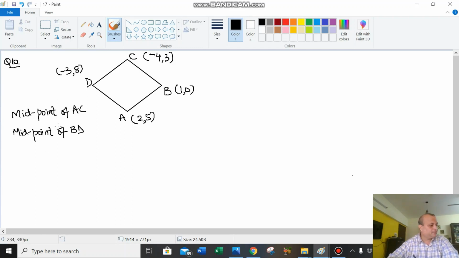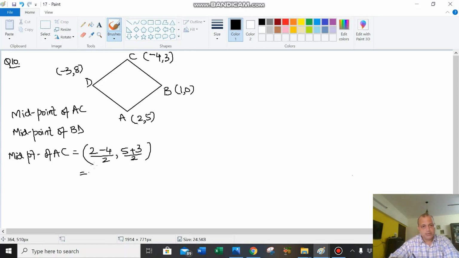Question number 10, it says A, B, C, D are the vertices of a quadrilateral given here. Find the coordinates of the midpoint of AC and BD and give a special name. So let's start. We need to find the midpoint of AC. So midpoint of AC will be equal to, using our midpoint formula, 2 minus 4 upon 2 and 5 plus 3 upon 2, which would be negative 2 upon 2, that's negative 1, and that's 8 upon 2, which means 4. So that's the midpoint of AC.